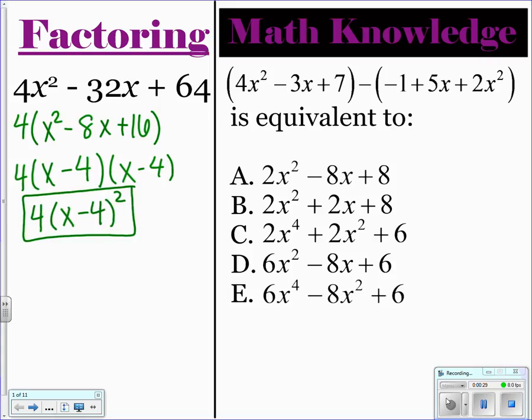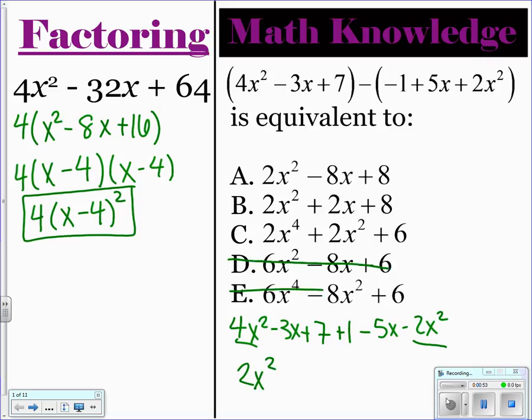Now for the math knowledge question, you are going to want to distribute the negative. So you're going to have 4x squared minus 3x plus 7 minus a negative 1 is plus 1 minus 5x minus 2x squared. So now we can combine our like terms. We have 4x squared and negative 2x squared. Well, that's 2x squared. So that means we can go ahead and eliminate d and e.